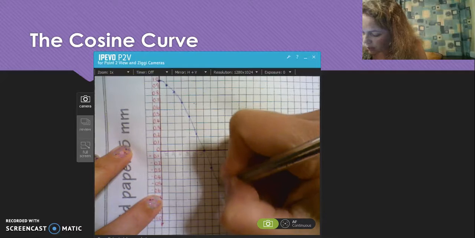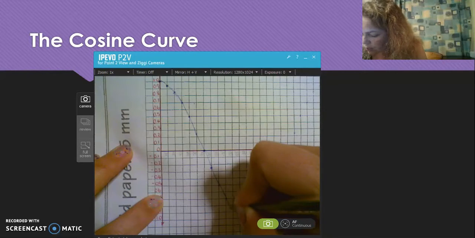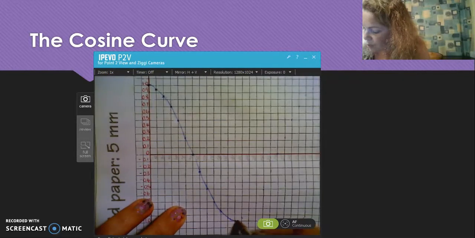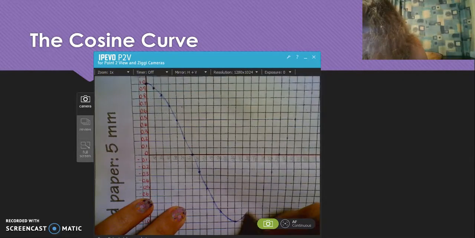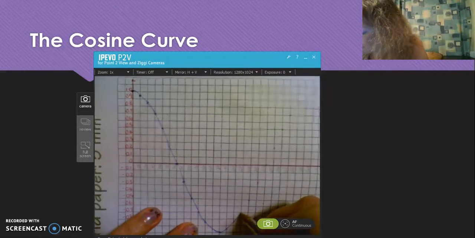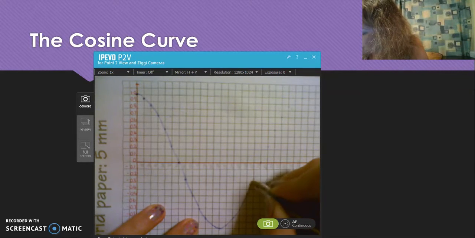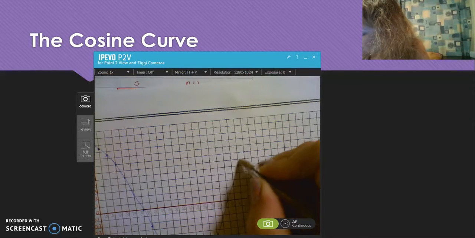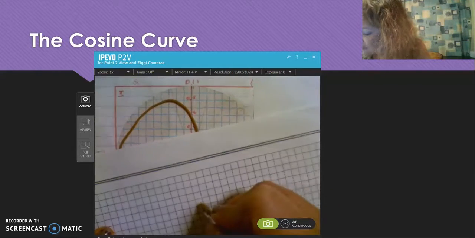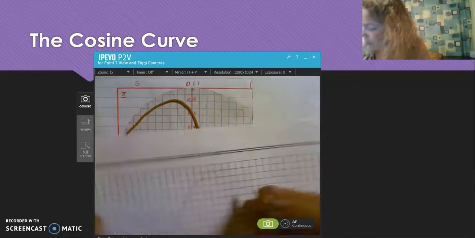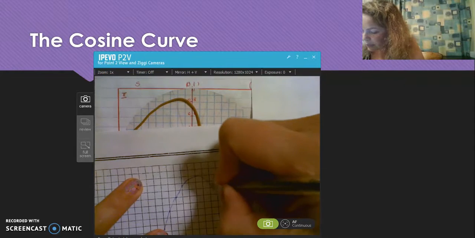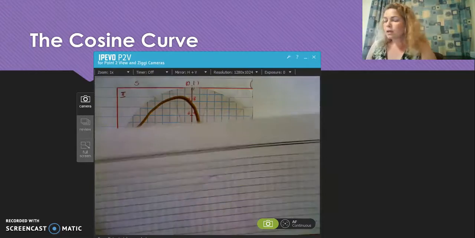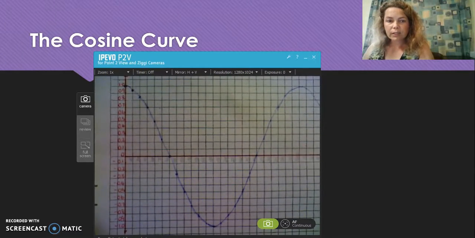It does get a bit challenging because it is a curve. I find it's best to do little dashes between them. So not trying to do it all at once, but just little dashes, and we can get quite a smooth curve to join our points. And there we go, and then back down. Okay, so this is our cosine curve.